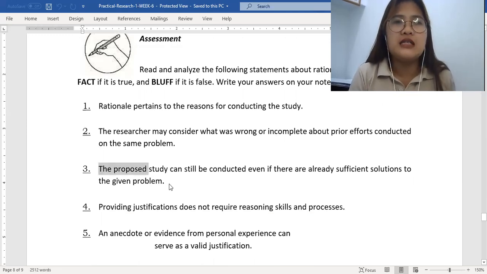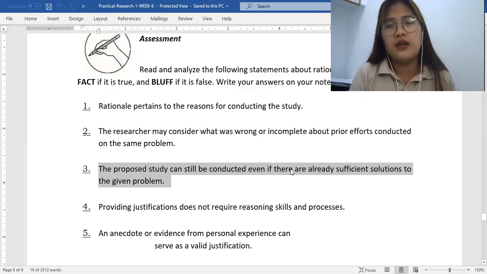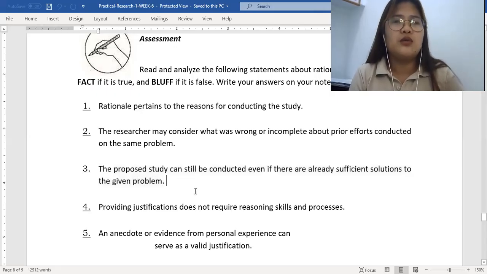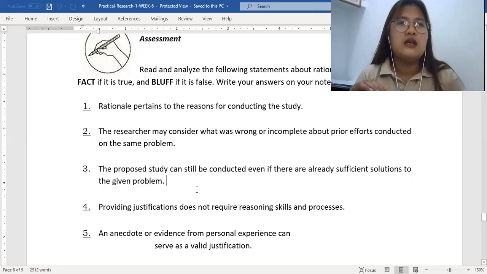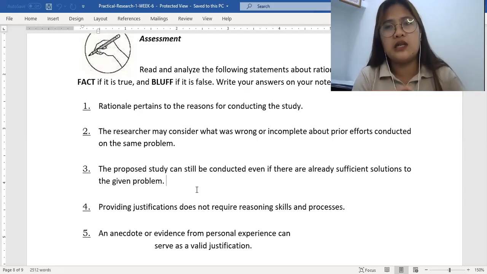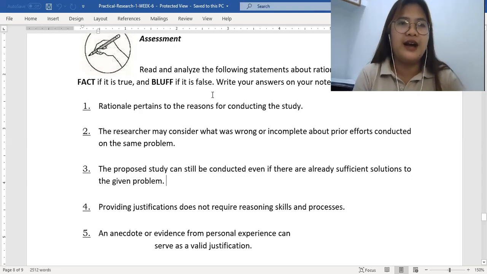The proposed study can still be conducted even if there are sufficient solutions to the given problem. So for this one, isipin nyo, can the proposed study be conducted if there are already sufficient solutions to the given problem? Okay, so this one would be fact or bluff depending on the gap. But if you're talking about addressing a problem and there's already sufficient solution, it's a bluff. Okay? So there, hanggang doon na lang.